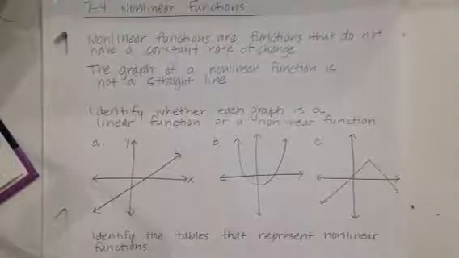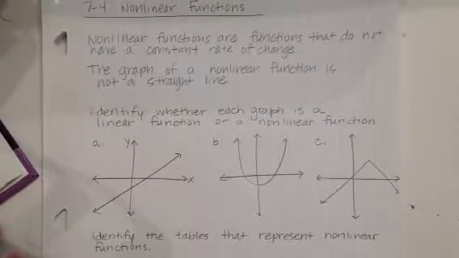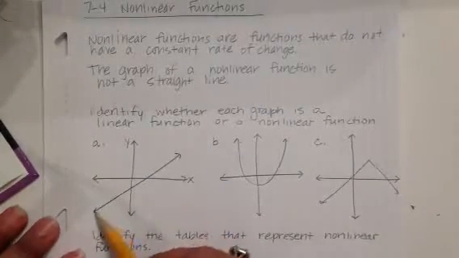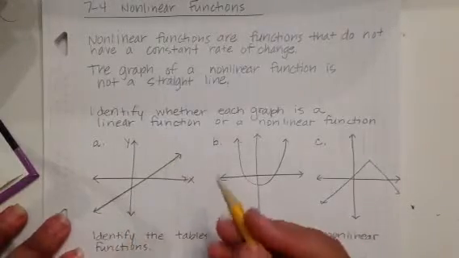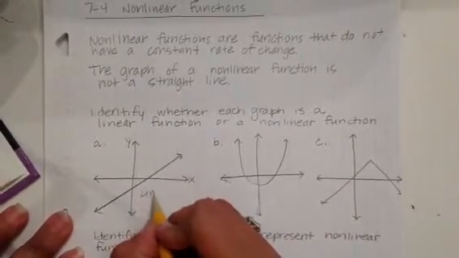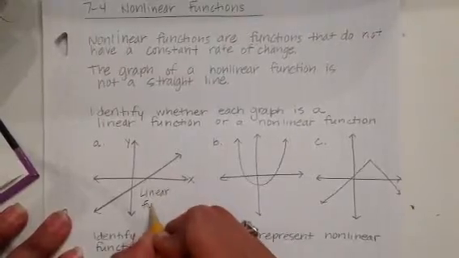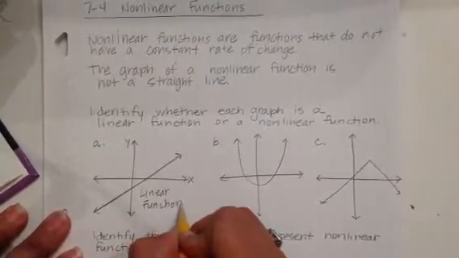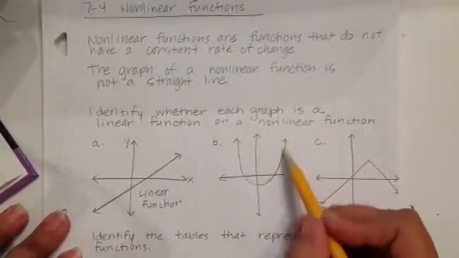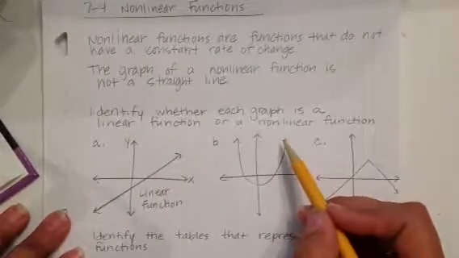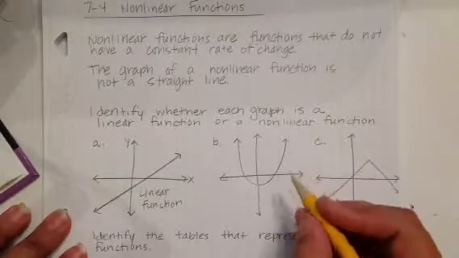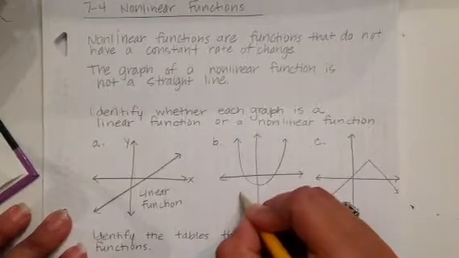function. Part A, this graph is a straight line. So this is a linear function. This graph is not a straight line. This is a U-shaped curve called a parabola. So this is a nonlinear.